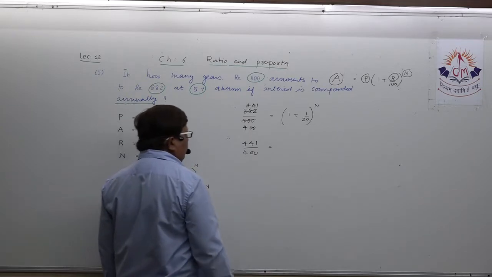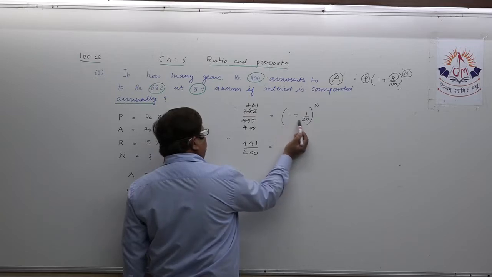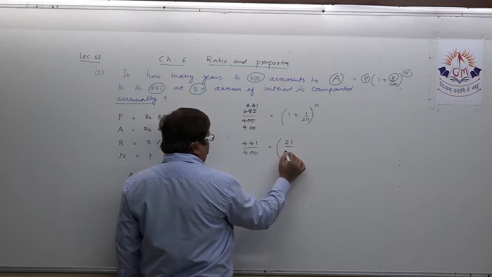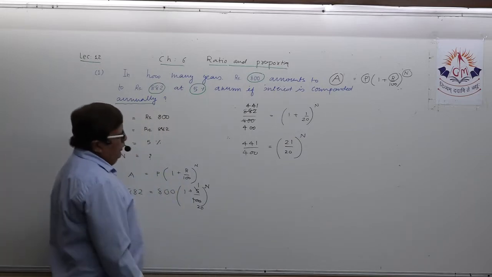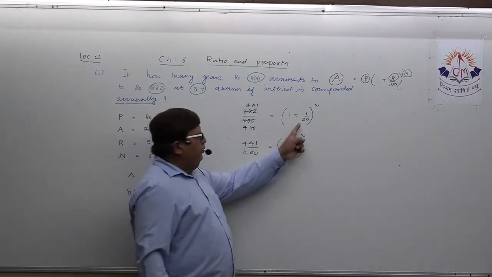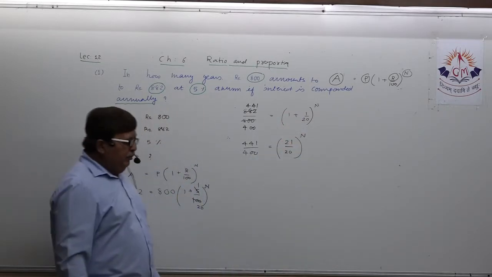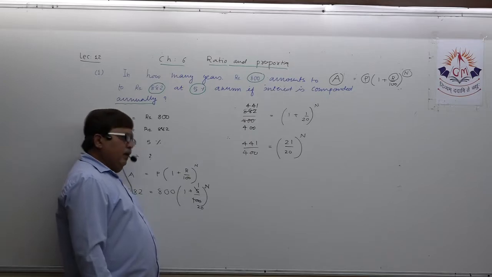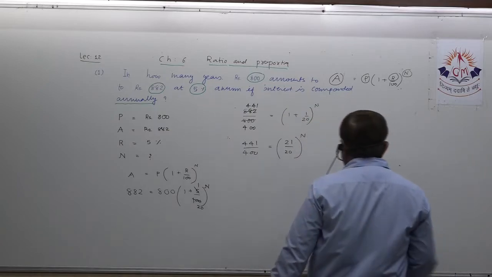Here, dear student, you know the method. If you take 20 as LCM, 20 will multiply with 1, giving 21, that is 20 plus 1. Can I write it this way? 21 upon 20 raised to the power of n. How I got 21, that you know: 20 plus 1, 21 upon 20. You have done it so many times. Understand?